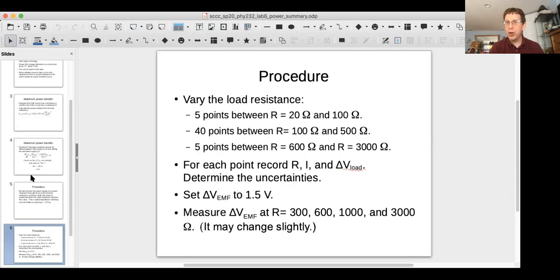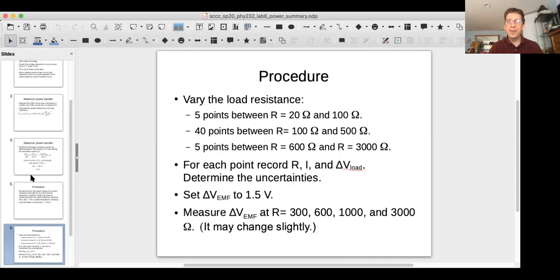We measure the current, and we measure the voltage as well. And we use those to calculate the power across the resistance capital R. After we do 20, 40, 60, 80, 100, then we go from 100 to 500 in 10 ohm intervals. And then we go from 600 to 3000 in 600 ohm intervals.